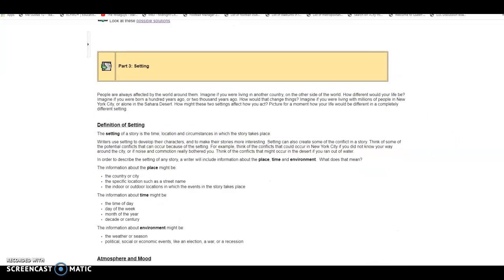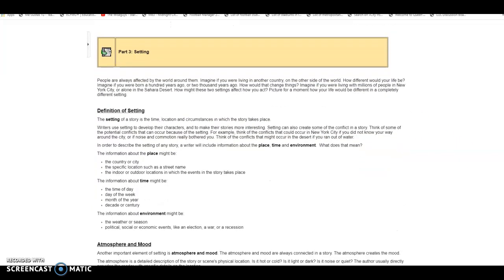All right, part 3 is setting. And so we've already looked at character and plot in Unit 2, and now we're going to look at setting in stories. And when we think about setting, I think the 2 words that you want to think of is where and when. So where does the story take place, and when does the story take place?